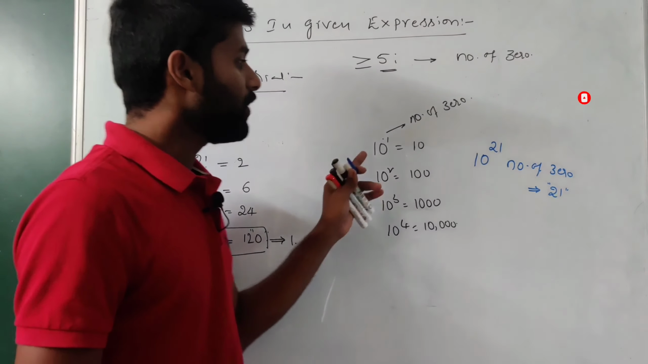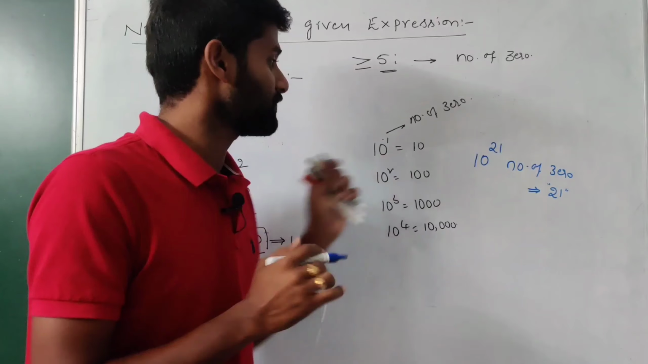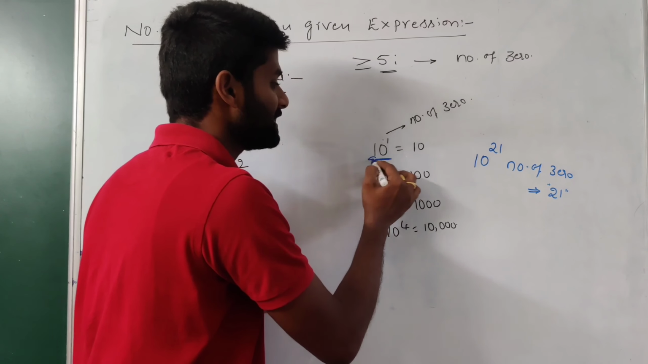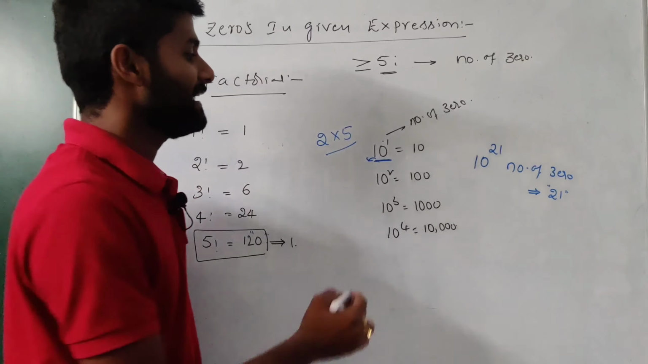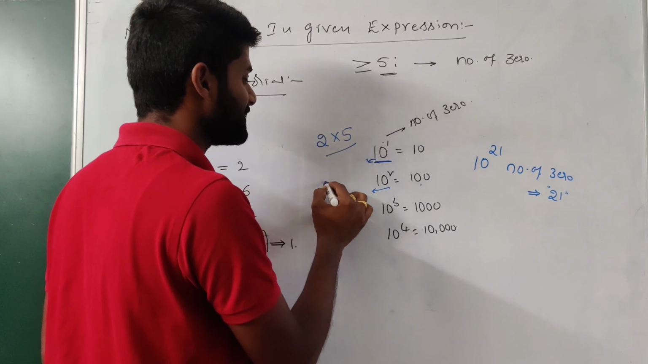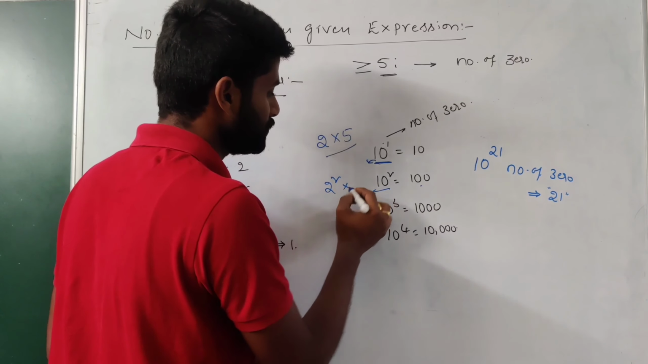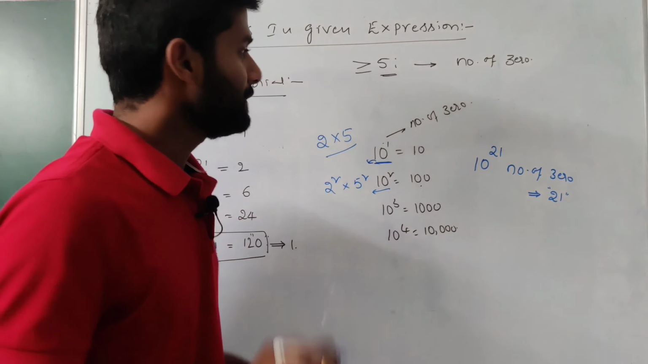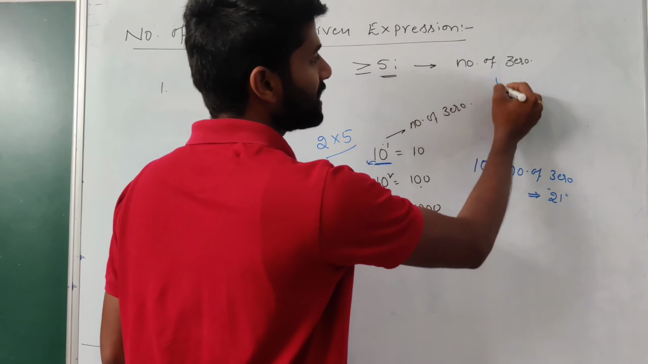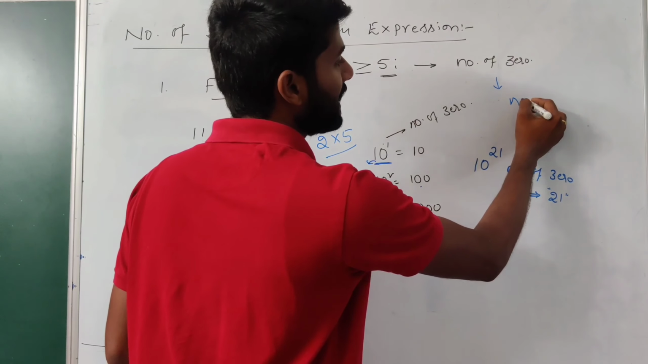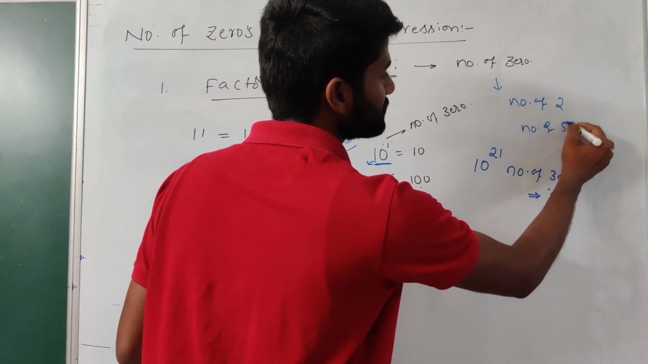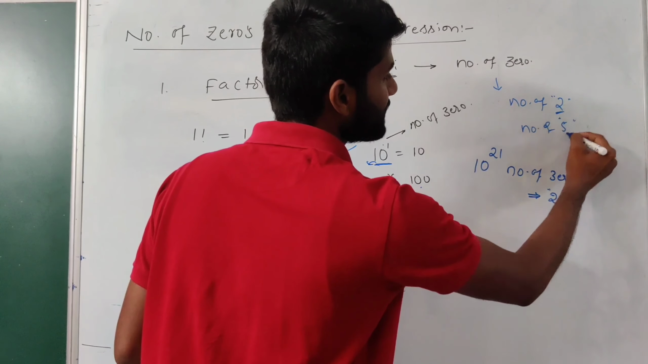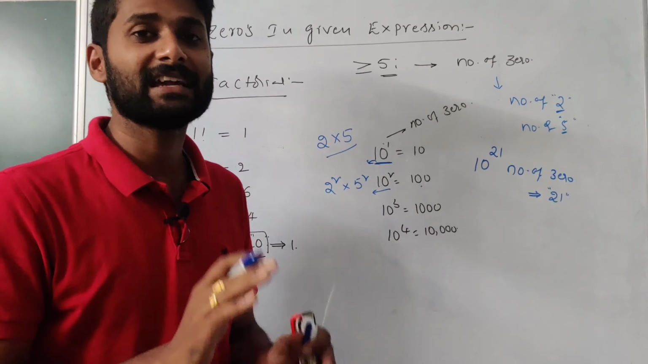First of all, see how we are getting the number of zeros. For example, 10: definitely that depends on 2 into 5. And 10 square we get 100, which can be written as 2 square into 5 square. Clear? So the number of zeros is calculated based on the number of 2's and the number of 5's in the given expression.